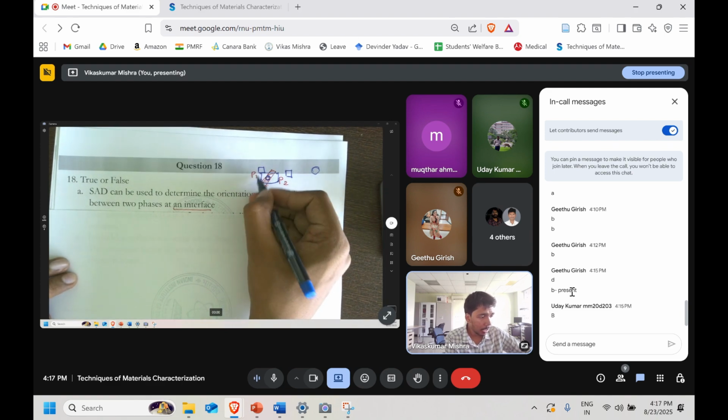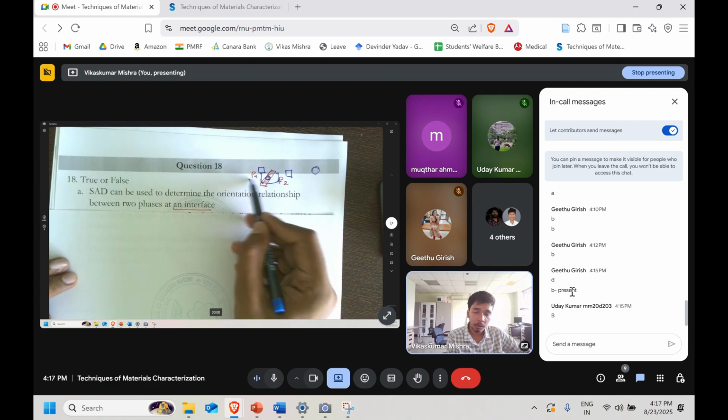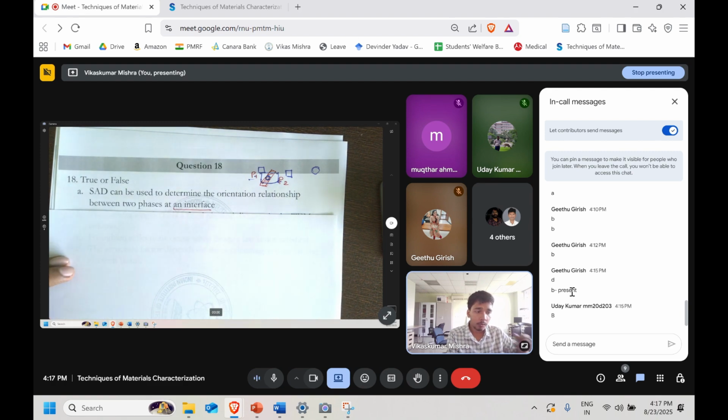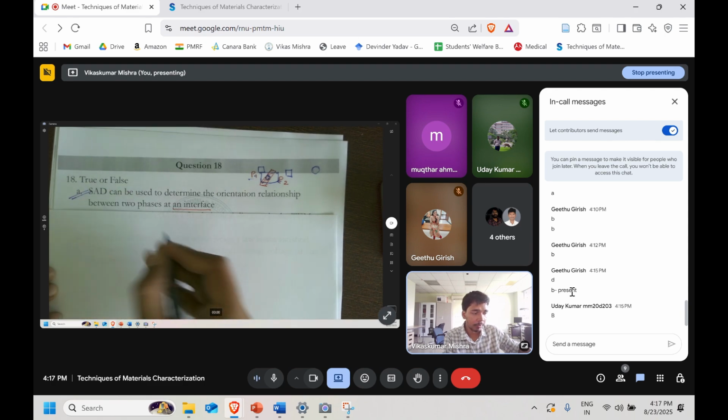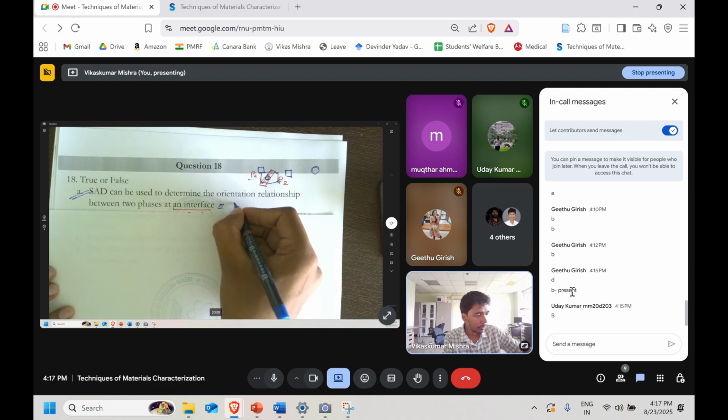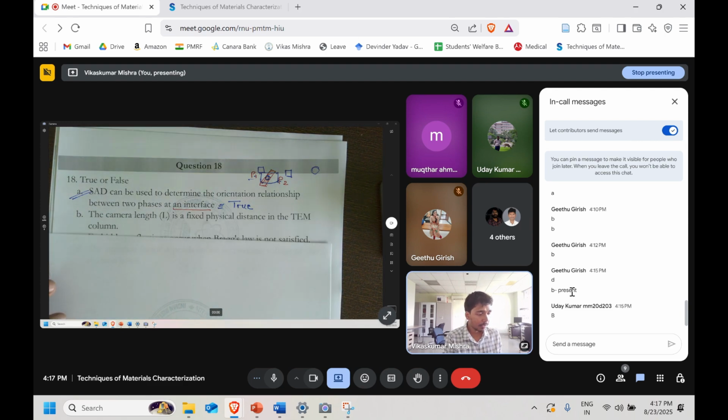So you can select the larger area also, and you can get the diffraction pattern from all of them together. So if someone did the joining of two metals, and at the interface they want to see what the orientation is, in that case you can use the SAD detector. So the right answer here will be true. Let's move to the next question.